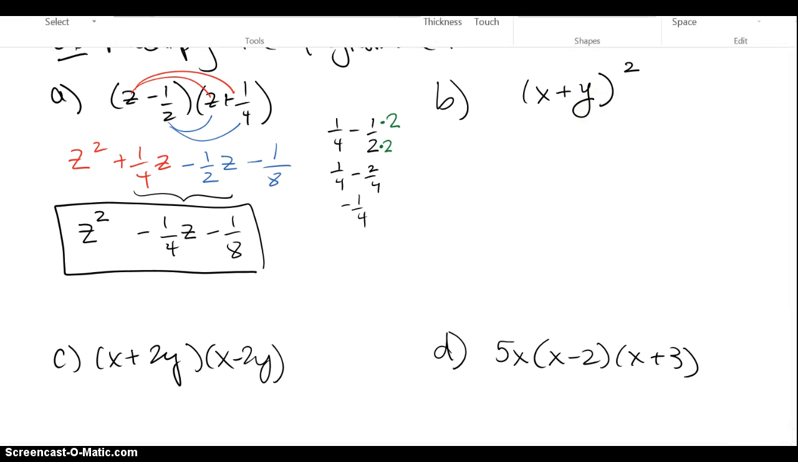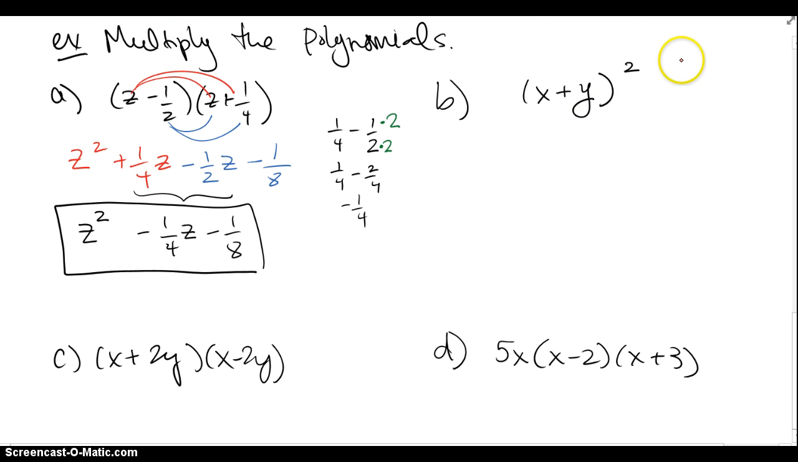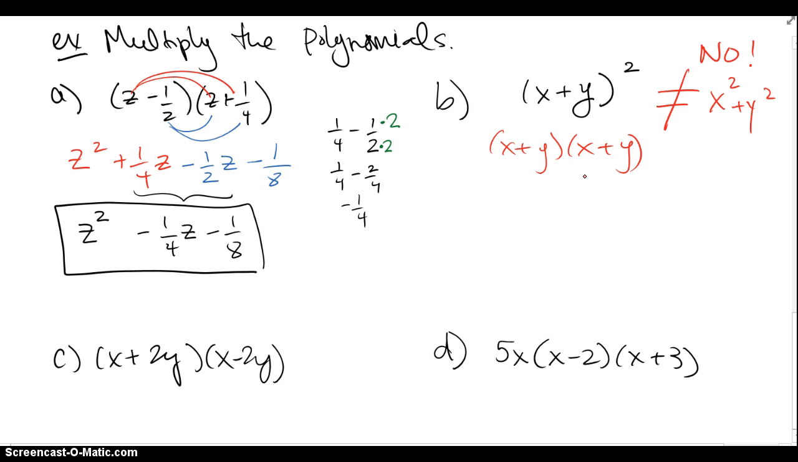Part B, be very careful because a common mistake is saying that that's x squared plus y squared. You can't individually square each piece, so that's a big no-no. What you want to do is look at it as two separate binomials. And once you have it as two separate binomials, you can go ahead and do your distribution or your FOIL.